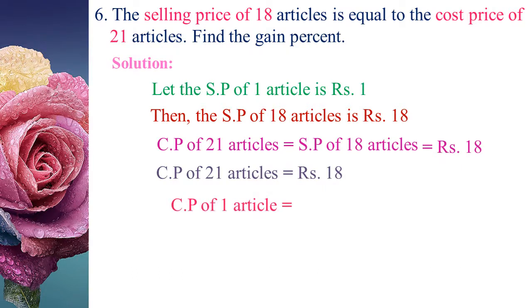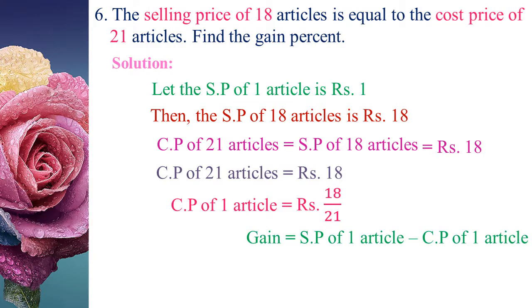So, the cost price of 21 articles is rupees 18. Let's find the cost price of one article. So, rupees 18 by 21. Now we are going to see how to find gain. Already we know gain means selling price minus cost price.